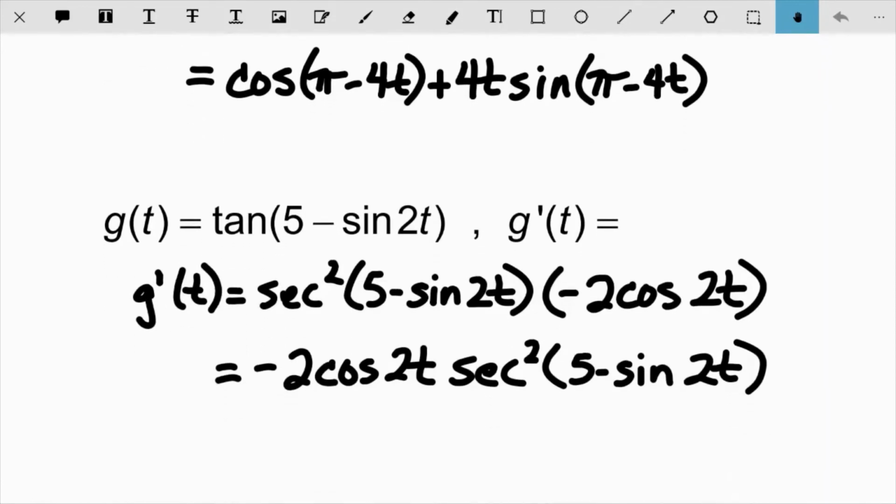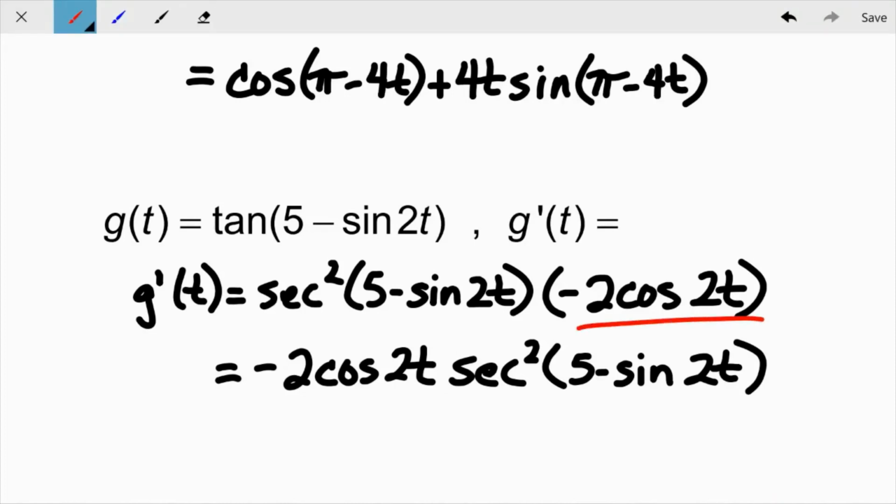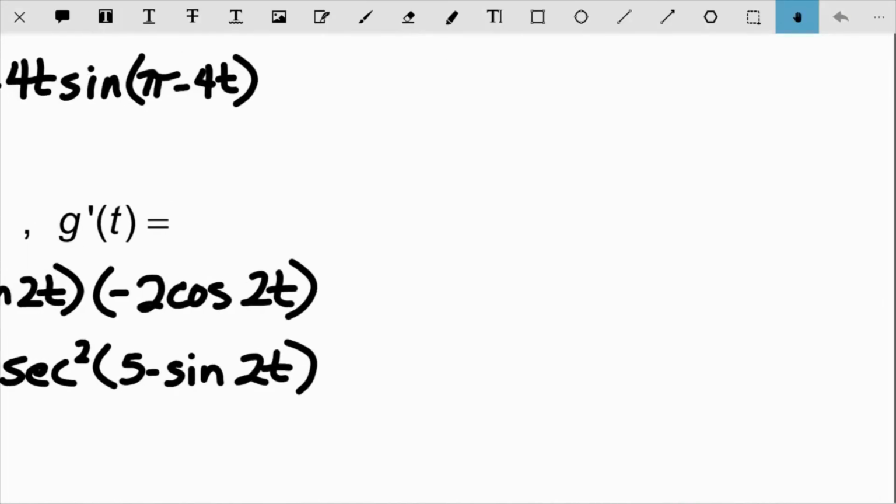This one, we've got tangent of 5 minus sine 2t. So the derivative of tangent is secant squared. The derivative of the 5 minus sine 2t, that's where this part of it came from. The derivative of sine is cosine. The derivative of 2t is 2. Okay, and let's take a look at a couple more here.